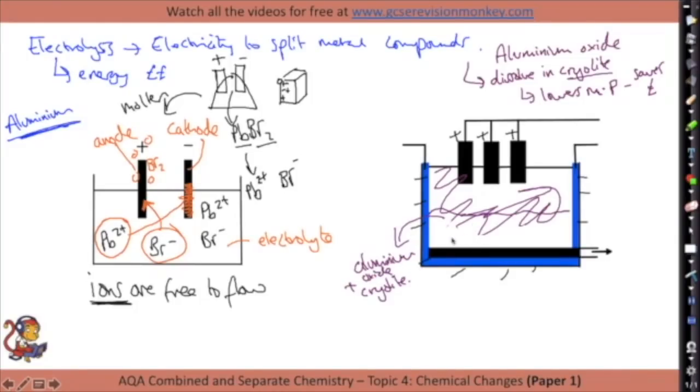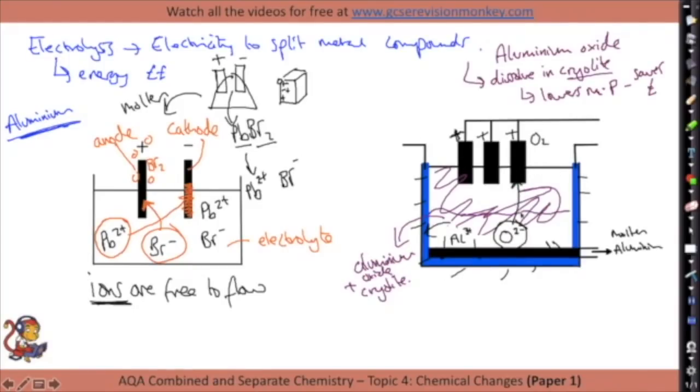So in here we have aluminium ions, Al3+, and oxide ions, O2-. The aluminium ions are positive, so they are attracted to the outside, and then they are tapped off at the bottom. So here you get molten aluminium coming out of the bottom, which you will then collect and use for whatever you want. At the top here you can see the positive electrodes, and this is where the oxygen is attracted to. So you get oxygen given off.